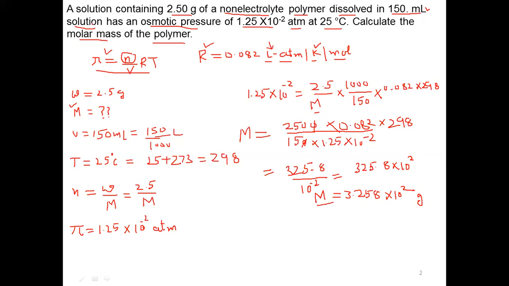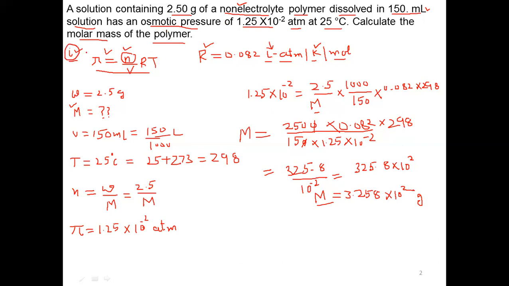We had to calculate the molar mass of the polymer. And one thing more, I have used here this formula pi is equal to n by v RT. I have not used iota because it is given it is a non-electrolyte. We will also do numericals for electrolytes. So all these numericals are for non-electrolytes, so I am not using iota.